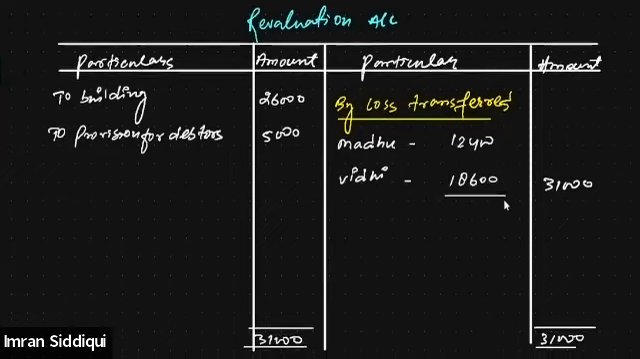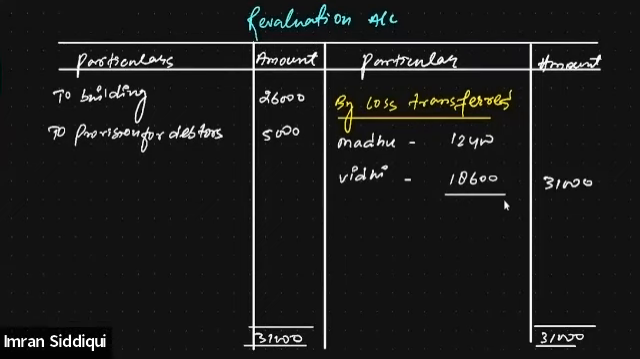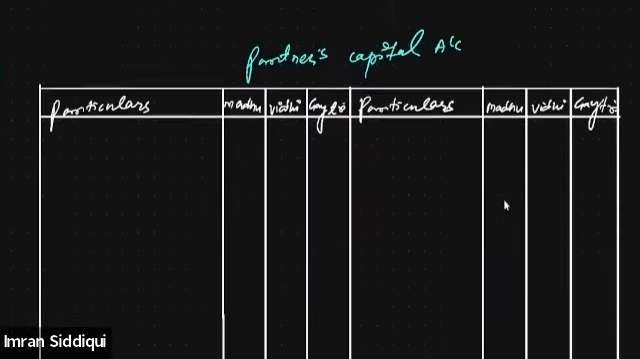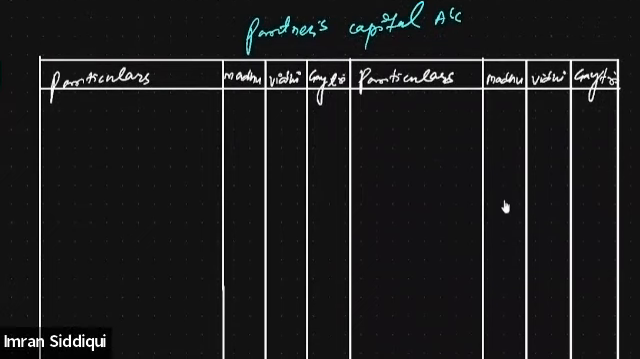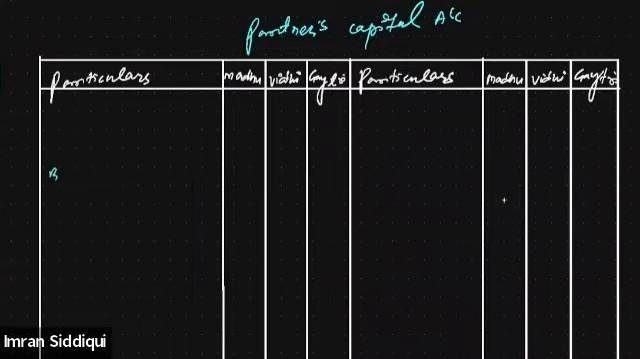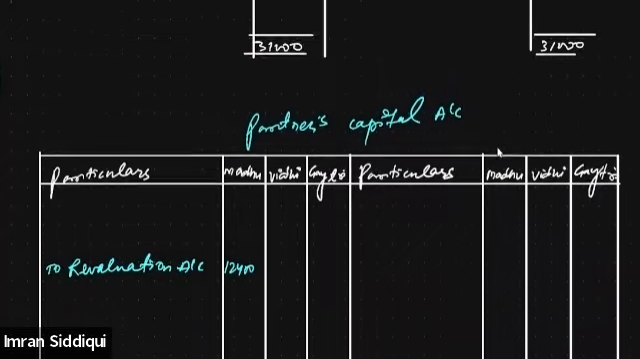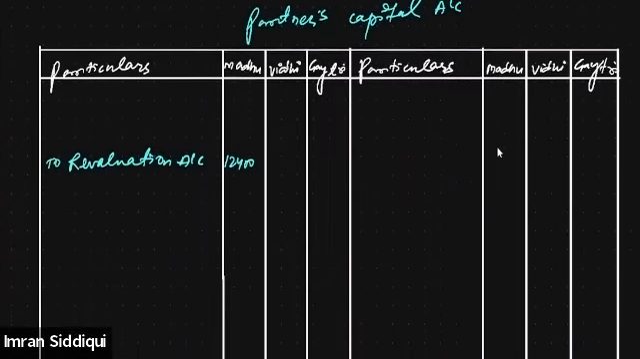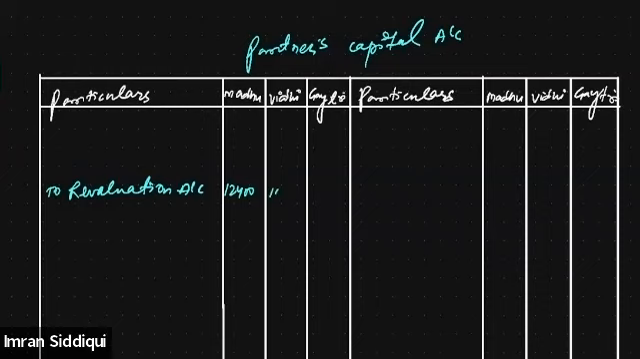Do you have any doubt, Prerna? No, sir. No doubt. Now this loss will be transferred to the partners' capital accounts. On the credit side, we'll write down by, to revaluation account, 12,400 and 18,600 to the partners' capital accounts.